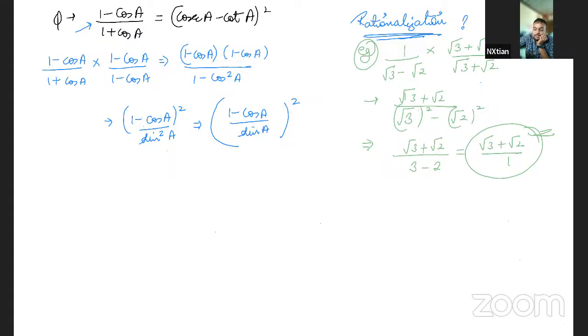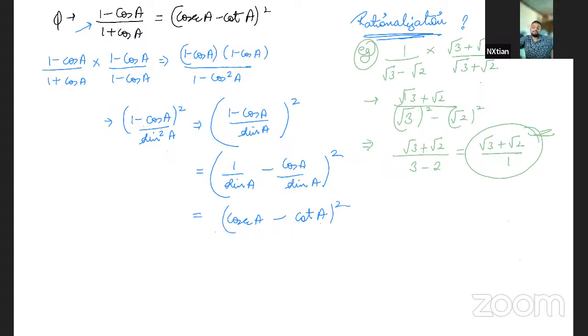Understood? Then now, can I write it like this? 1 upon sin A minus cos A upon sin A. Then 1 upon sin A is cosec A, and cos A upon sin A is cot A. I got the answer. Understood, guys? Yes or no? Sir, were you solving RHS? LHS, LHS this time. Okay, sir.